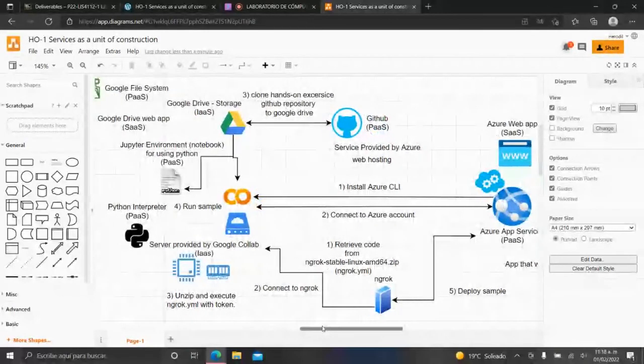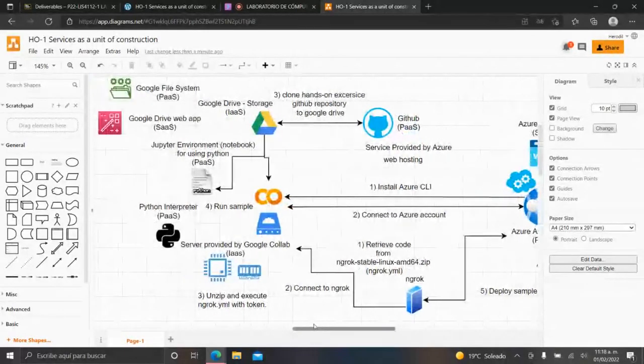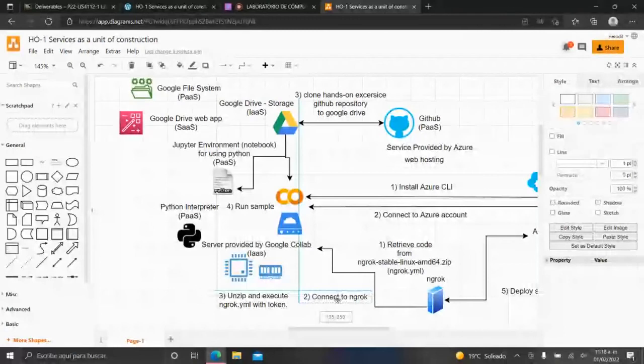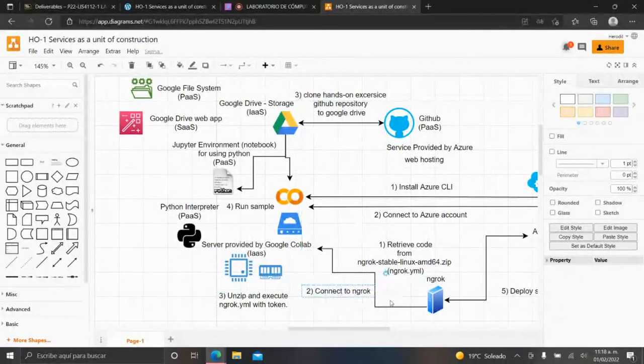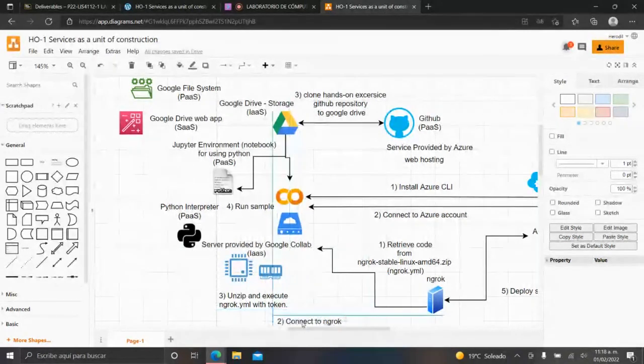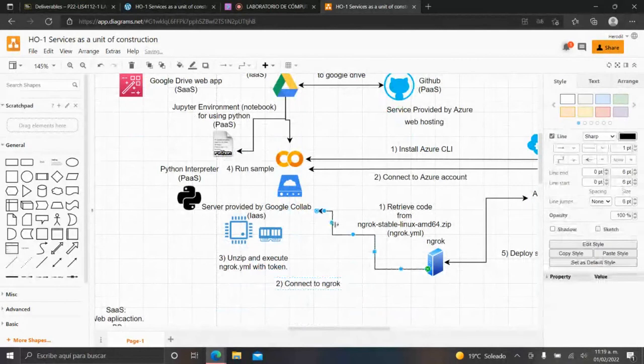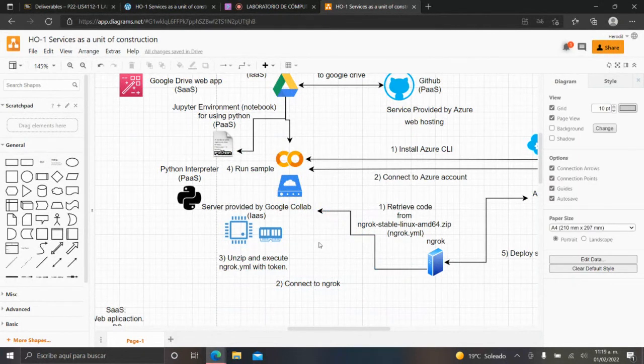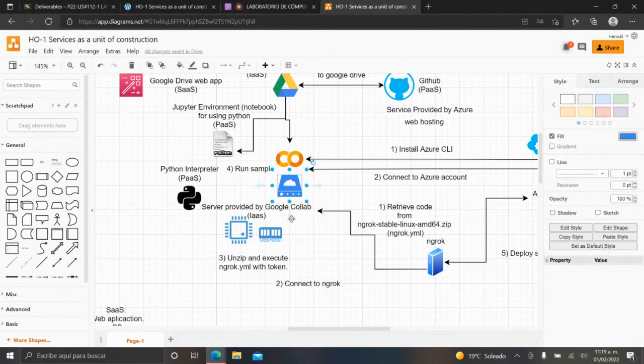And that you connect to ngrok is what? Well, it's part of this line. But then you need a double arrow, because you connect from the server. You can put that one and then add another arrow from the server to ngrok so that you can connect to ngrok and retrieve the code.